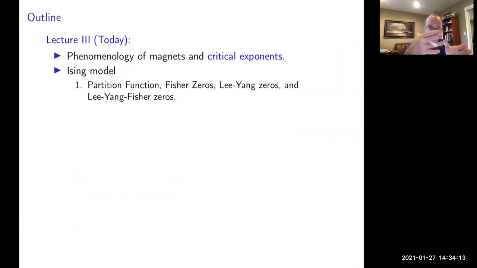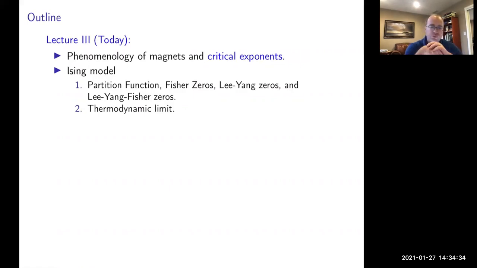It has various types of zeros. It has Fisher zeros in one kind of vertical slice. It has Lee-Yang zeros in a horizontal slice, in fact, in any horizontal slice. And it also has an algebraic curve of zeros, if you think about it as a polynomial in both variables, called Lee-Yang-Fisher zeros. So I'm going to explain all of that in this talk.